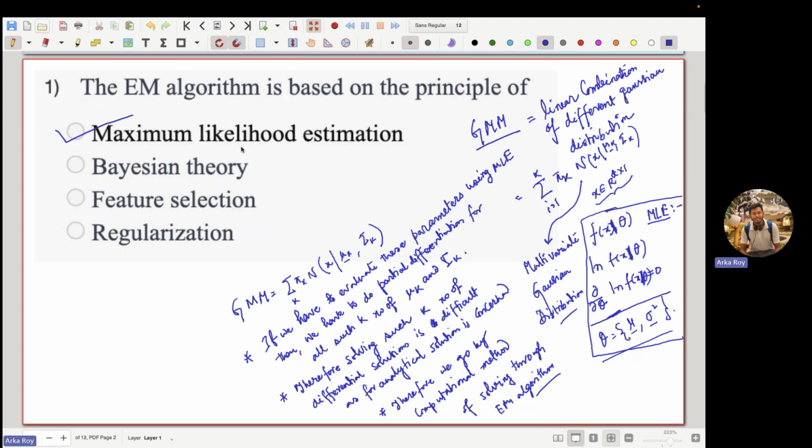However, the only concern over here is that this is a computational method. So this is the main point. So the EM algorithm is a computational method to solve the maximum likelihood estimation for this k number of components that is there in the case of Gaussian mixture model.